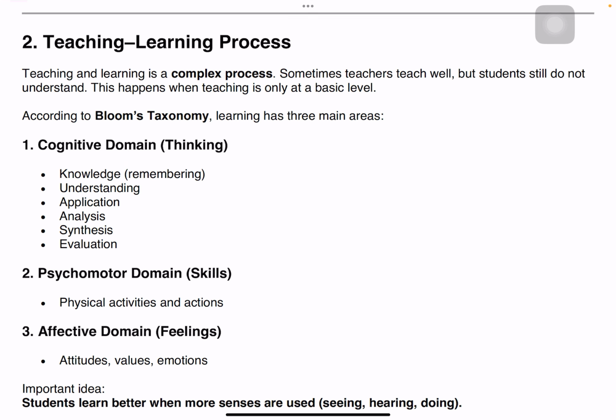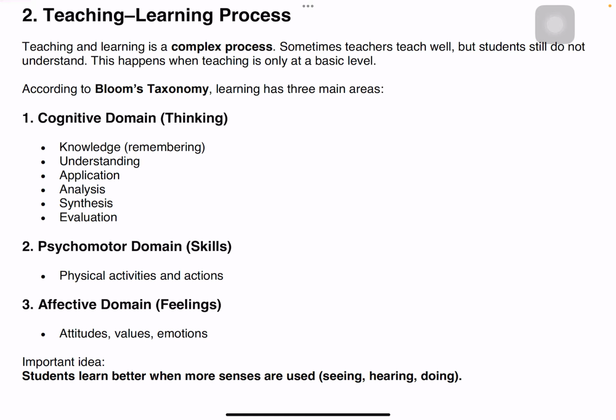According to Bloom's taxonomy, learning has three main areas. Number 1, cognitive domain, thinking: 1, knowledge, remembering; 2, understanding; 3, application; 4, analysis; 5, synthesis; 6, evaluation. These are the 6 steps of the cognitive domain, which is related to thinking.